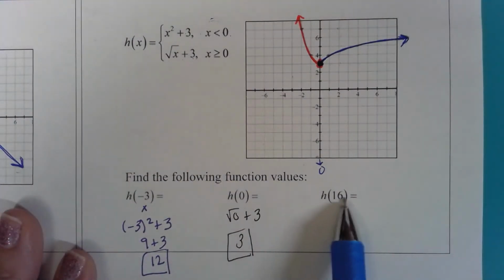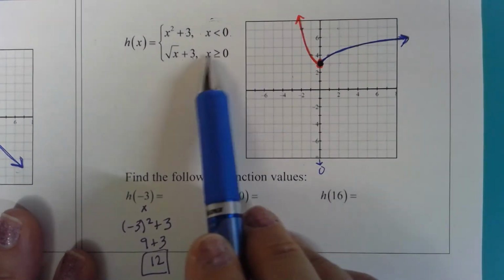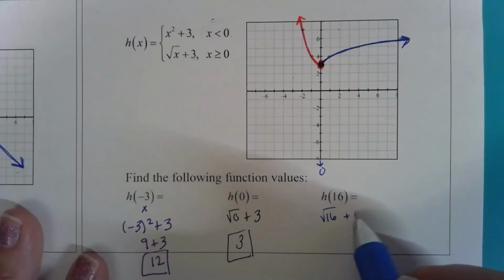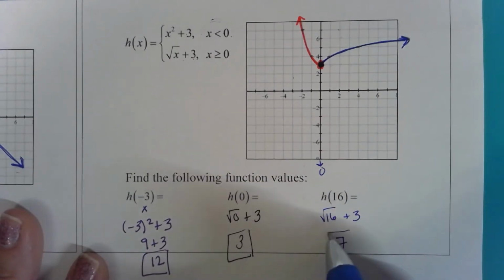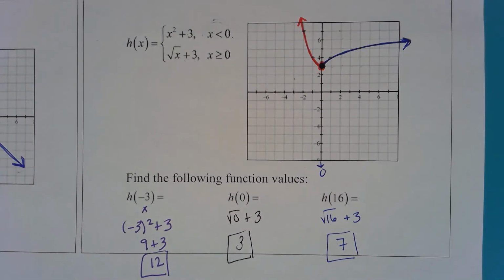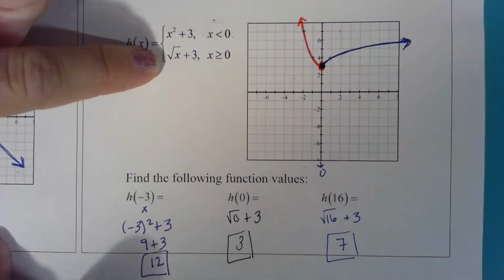H of 16. 16 is greater than 0. So we're going to plug it into that second rule. And I get 7. So if we want to find a y value, we need to know which equation we are using.